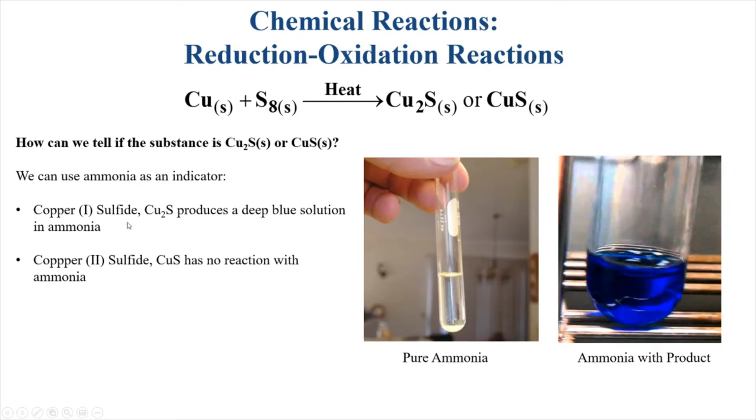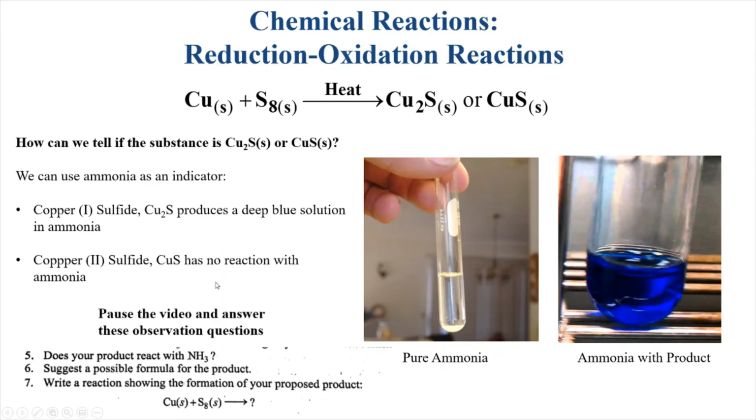And when you add copper 1 sulfide to it, it produces a deep blue solution. When you add copper 2 sulfide, it has no reaction, so you would see nothing. So when you add the product to ammonia, you get this solution over on the right. That should tell you which one of these two was produced.